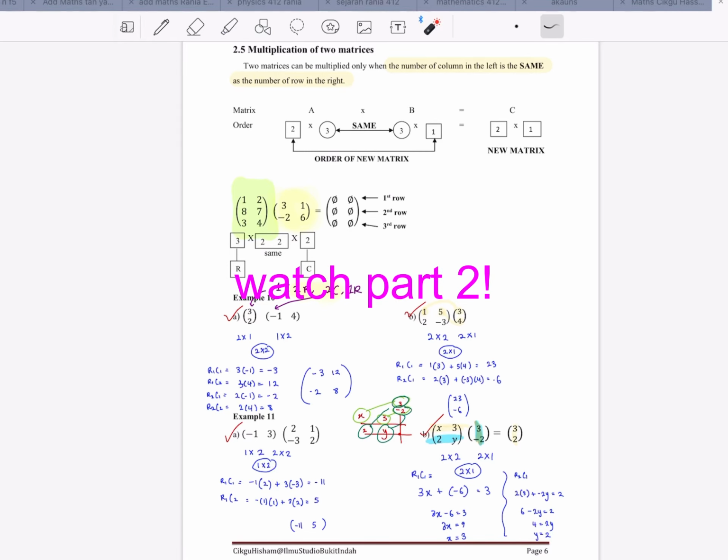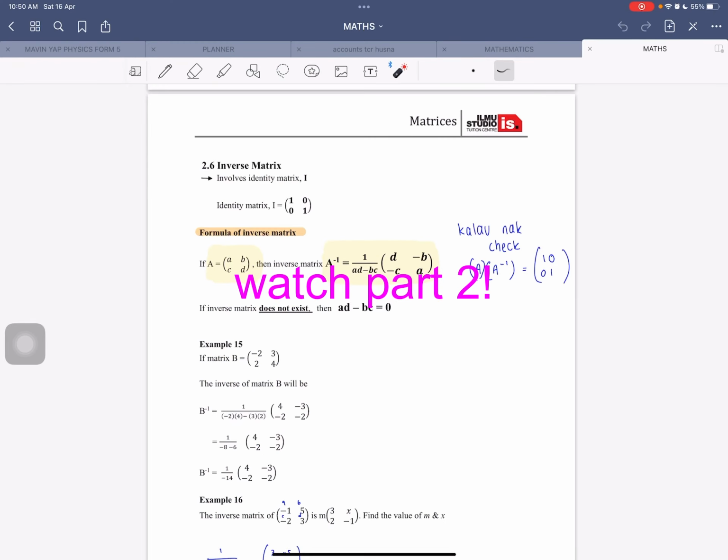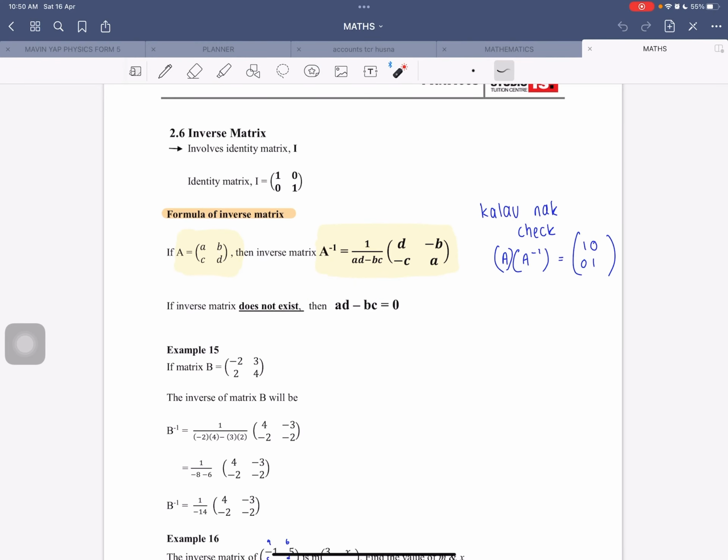Of two matrices. Okay, so let's get to the next part of matrix, which is inverse matrix. So how do you identify an inverse matrix? The normal matrix times the inverse of the matrix, you will get your answer 1 0 0 1. If you don't get the answer, then it's not an inverse matrix. So what is the formula of an inverse matrix?